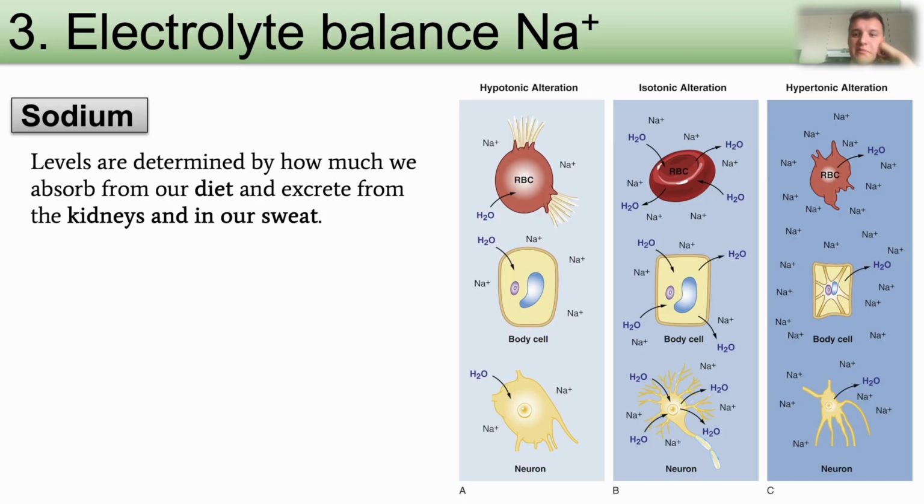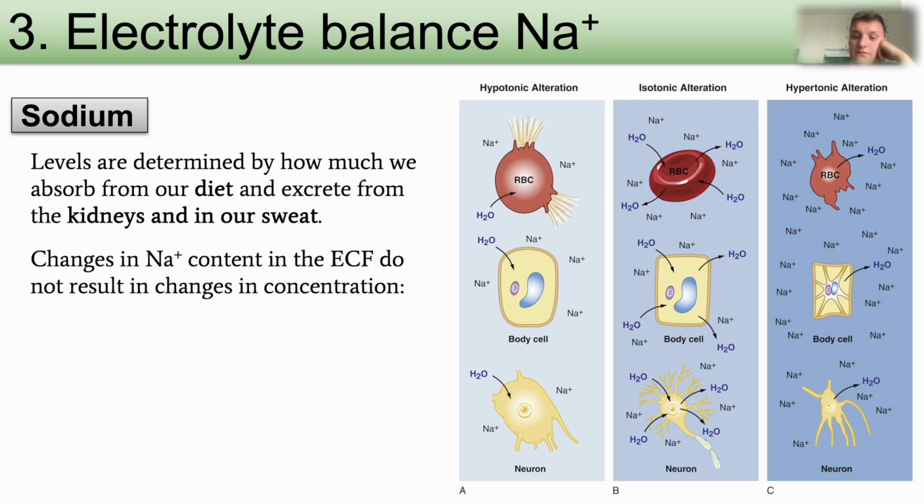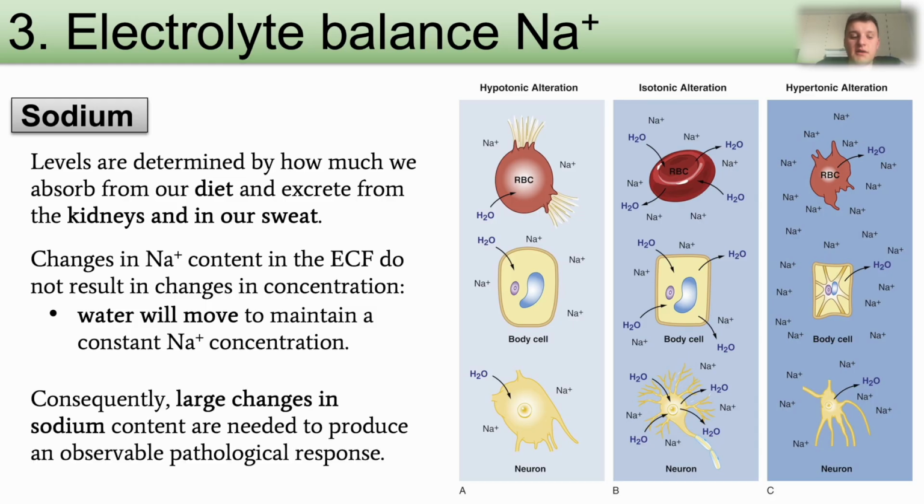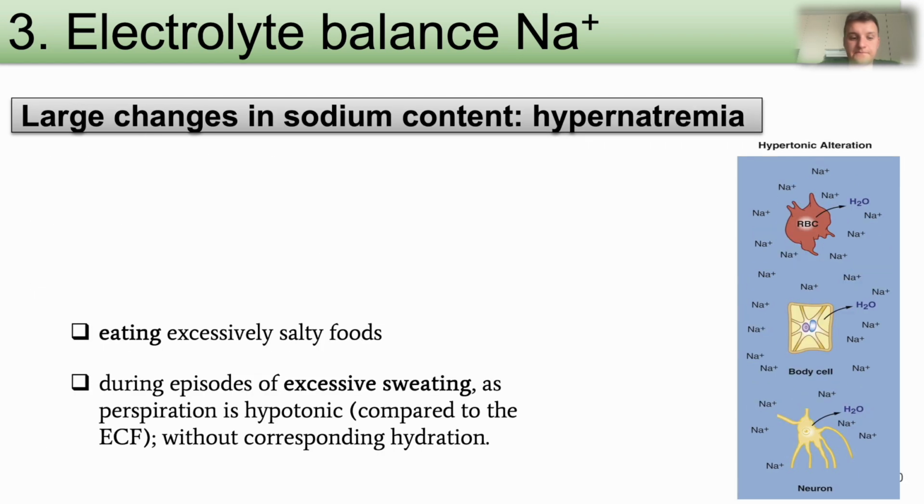The levels are determined by how much we absorb from our diet and excrete from our kidneys and in our sweat. Changes in sodium content in the ECF do not result in changes in concentration. People think that there'll be big concentration changes. Water will actually move to maintain it. This is osmosis. Sodium is not going to move. Water is going to move. So consequently, large changes in sodium content are needed to produce an observable pathological response.